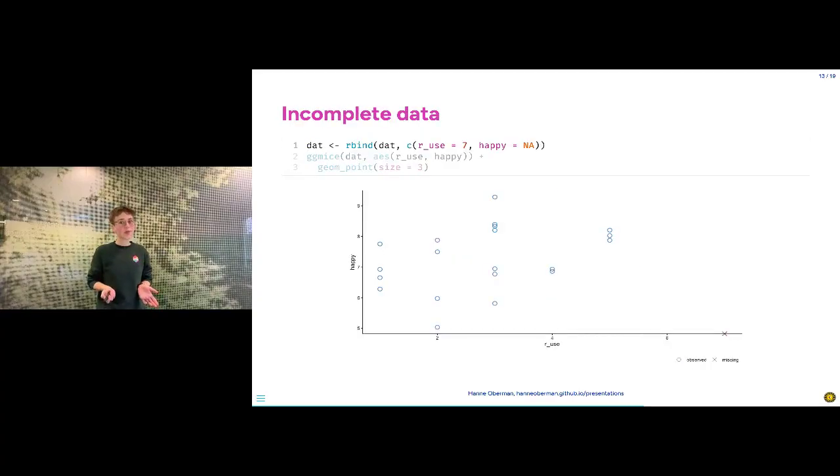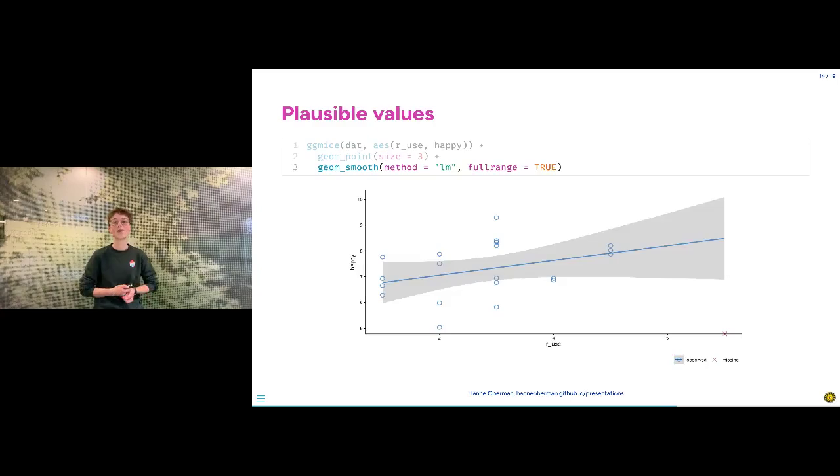But what if I told you that we did have someone who uses R every day of the week, but has not replied to our question about happiness? We have a missing value. Can we then just ignore this person? Well, we already know complete case analysis is often biased because this person might not just be as happy as the other people. There might be maybe a tipping point at which you become less happy if you use R every single day of the week. But there's a missing value, so we don't know. So what could we do?